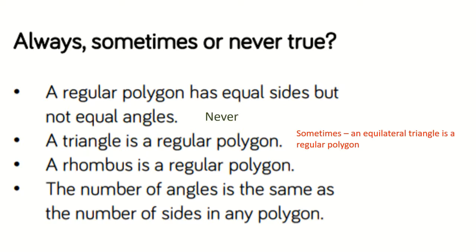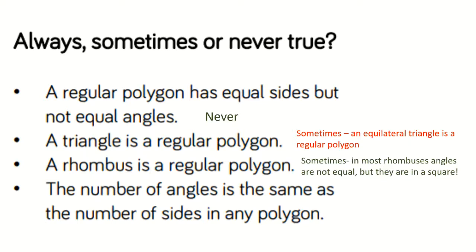We know an equilateral triangle is a regular polygon. A rhombus is a regular polygon. Now that is also sometimes true. In most cases, rhombuses have angles that are not equal. They have two bigger than the other two. But a square is also a rhombus, and that one has 4 equal angles.